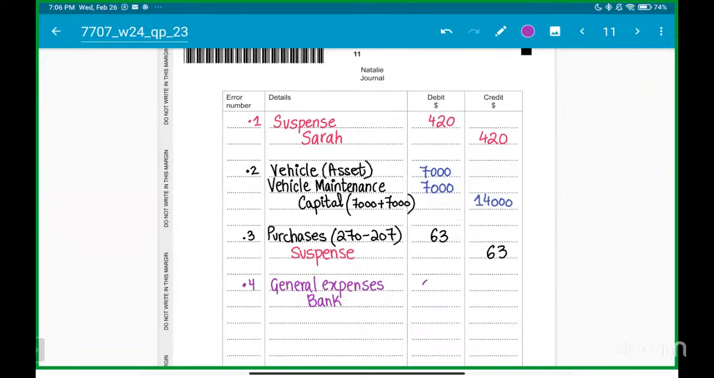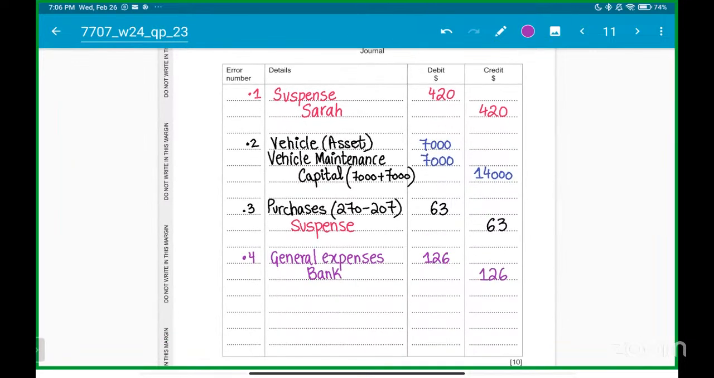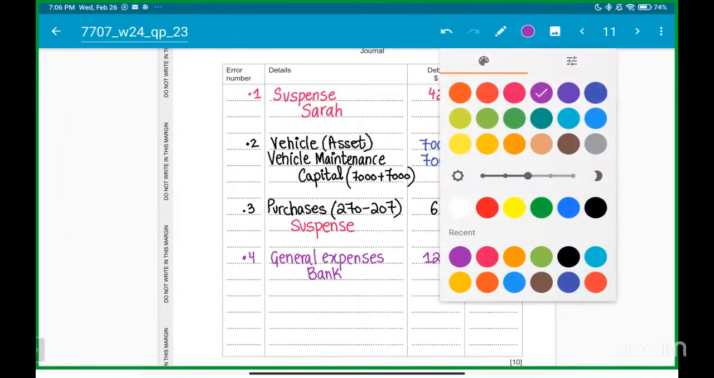Any questions, any doubts, people? Let me know. Is everyone clear? Got it? Understood? Any questions, any doubts? Error number four, error number three, any problem? Any error number one or two?